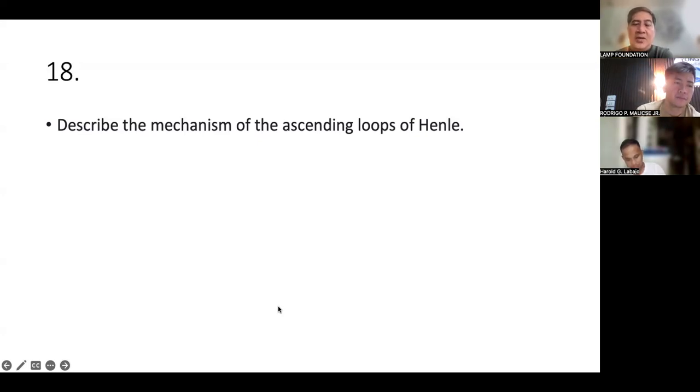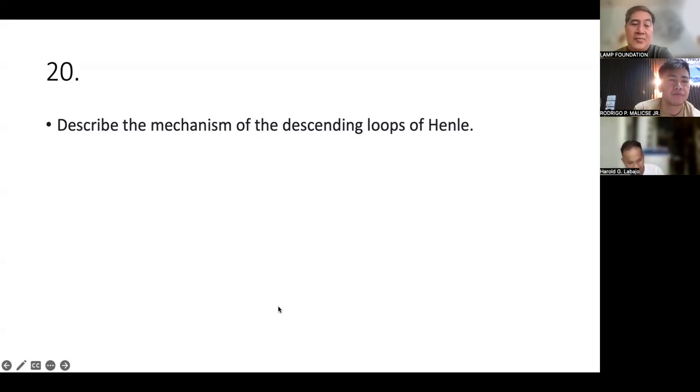Describe the mechanism of the ascending loops of Henle. It is the highest concentration at the bottom and lowest at the top because there are less and less sodium ions as the filtrate moves up, and the ascending loop is impermeable to water. Water does not move in. Describe the functions of the ascending loops of Henle. It actively transports sodium from the filtrate into the interstitial spaces of the medulla.